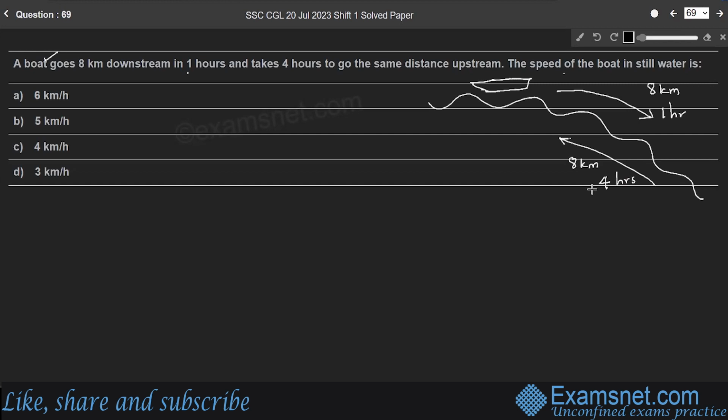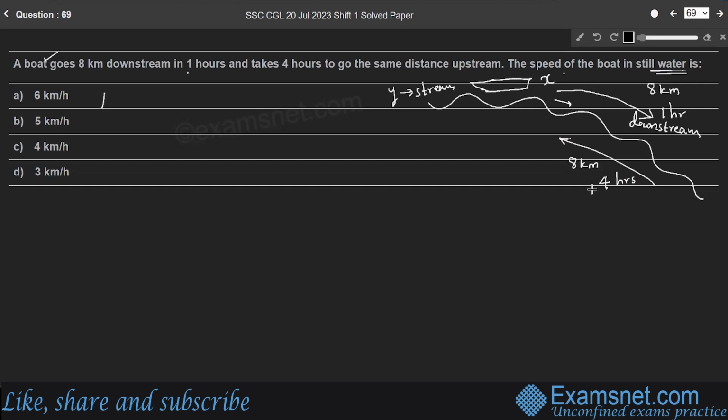Here we need to find the speed of the boat in still water, right? Here in the first case, in the downstream motion of the boat, because of its motion, it has got some speed, right? So let x be the speed of the boat in still water. This is called downstream motion. Because of the direction of the water, which is the stream, the boat gains the speed of the stream also. Let y be the speed of the stream, right? In case of downstream motion, the boat gains the speed of the stream also.